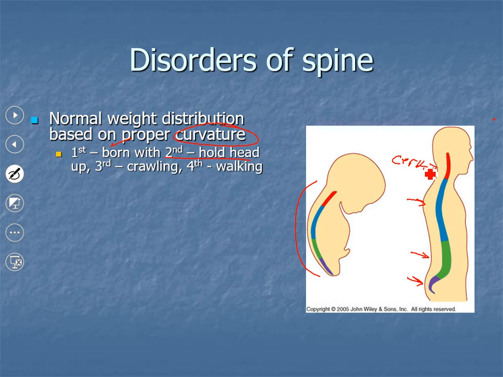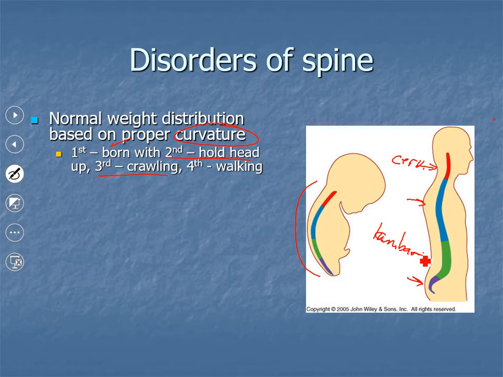Third curve, down here, you get when you're crawling. So this is the lumbar curve. When you start to crawl, you push yourself up. And when you push yourself up, your spine is going to curve inward, just as when you were holding your head up, it curved inward.